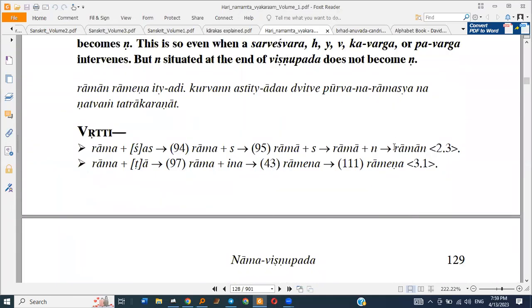In Raman, we didn't change Na to Na because the sutra says that the Na Rama situated at the end of the word of Vishnupada does not become Na. So in this case, this na Rama is situated at the end, so it doesn't change to na. It stays na only.